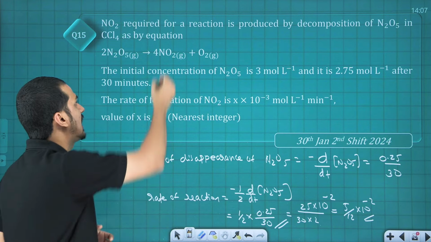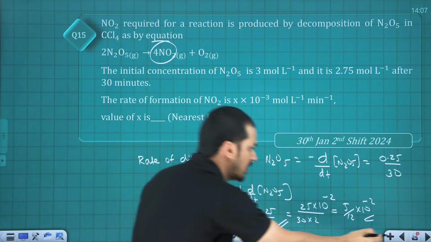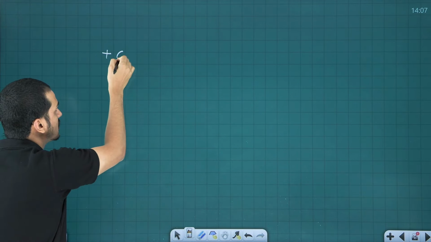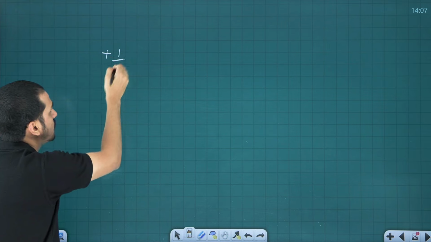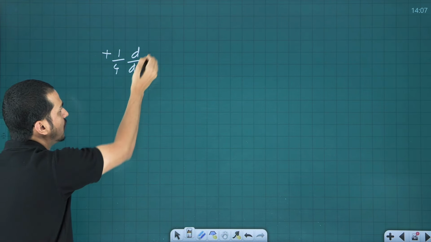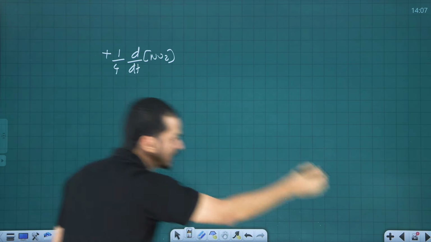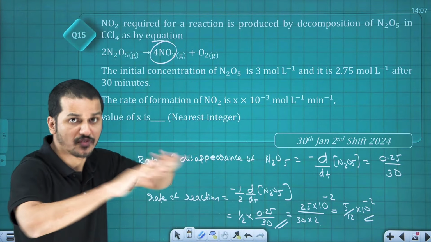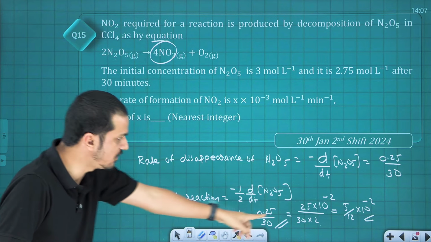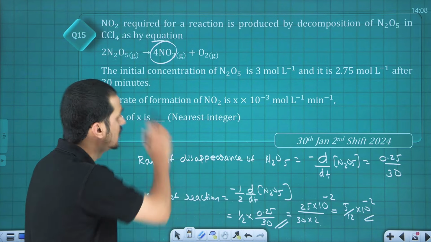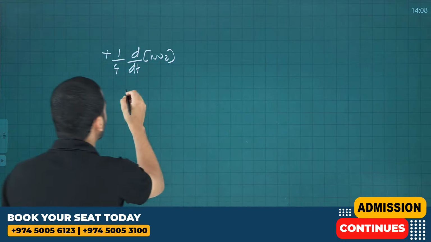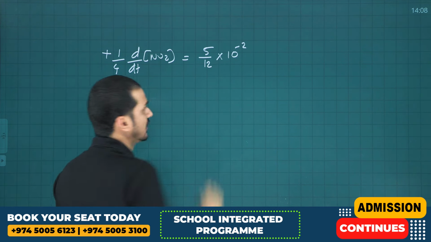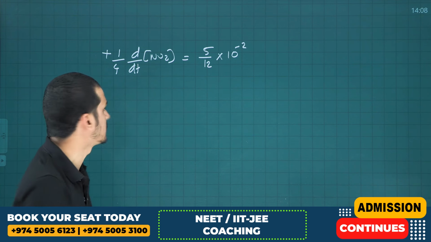That rate of reaction I can tell in terms of NO2 also. How will I write that? In terms of NO2 the stoichiometric coefficient is 4. So rate of reaction in terms of NO2 means plus 1 by 4 d by dt of NO2. Whether I tell it in terms of N2O5, NO2, or O2, the rate of reaction will be the same. So the rate of reaction we already found is 5 by 12 into 10 raised to minus 2. That value I am substituting here.